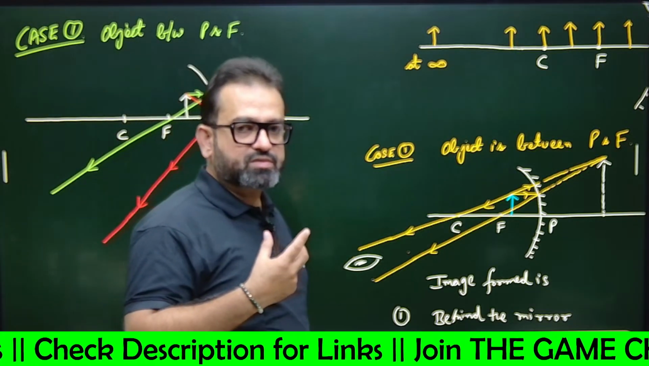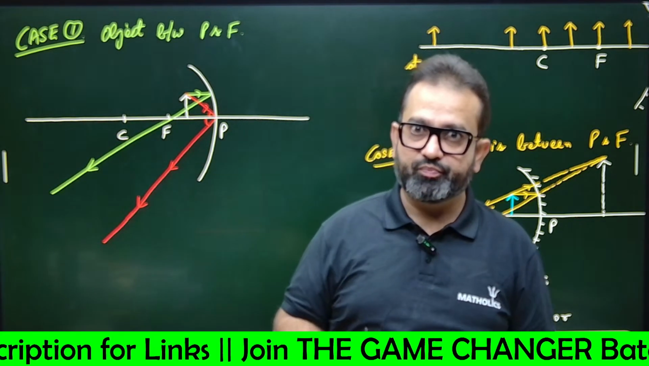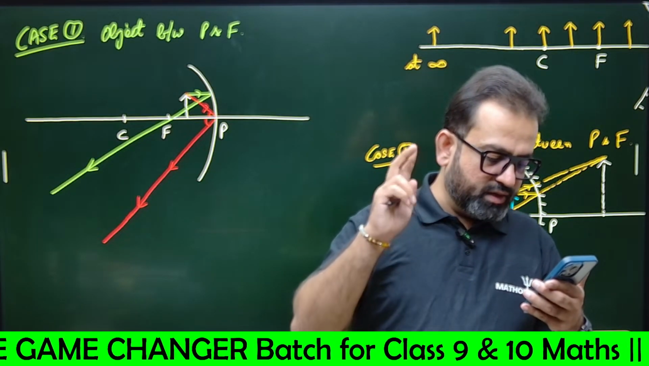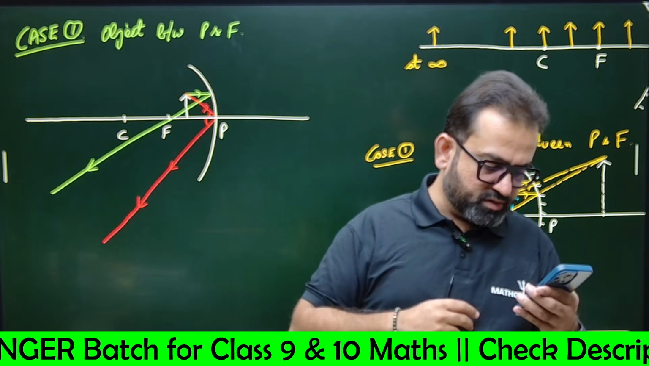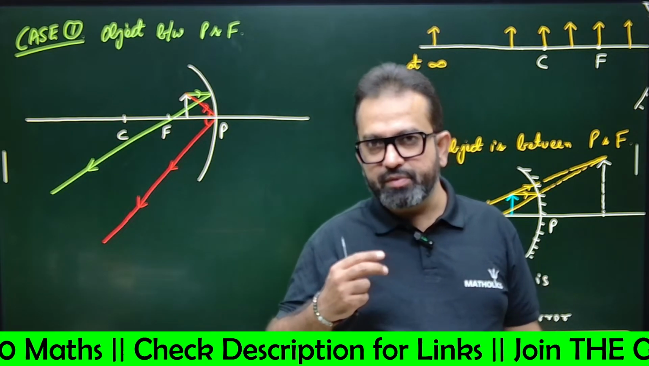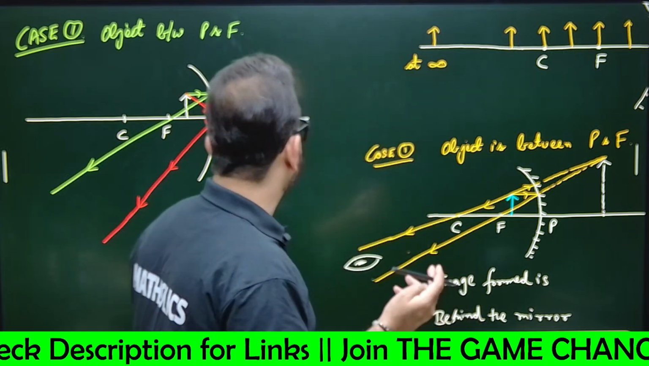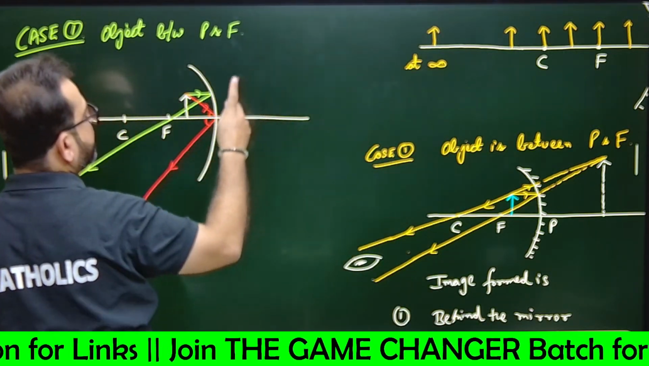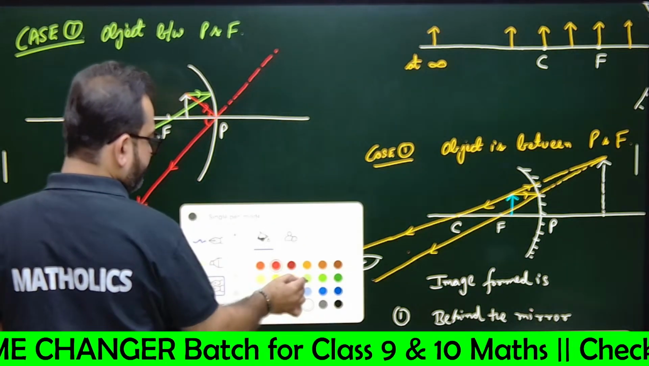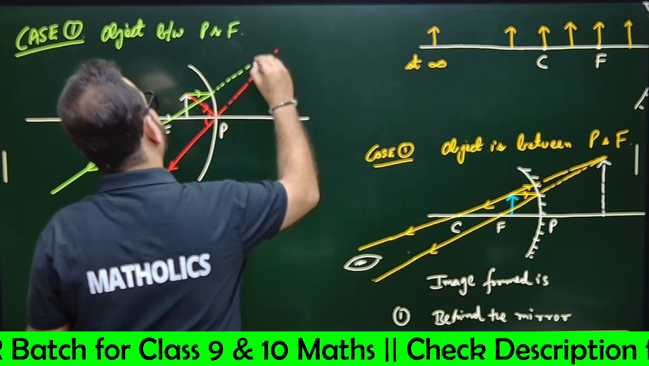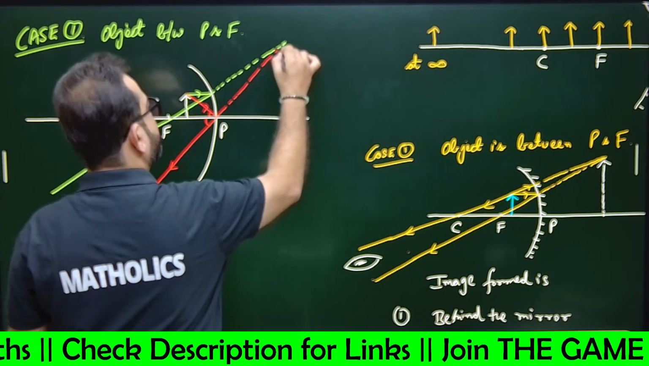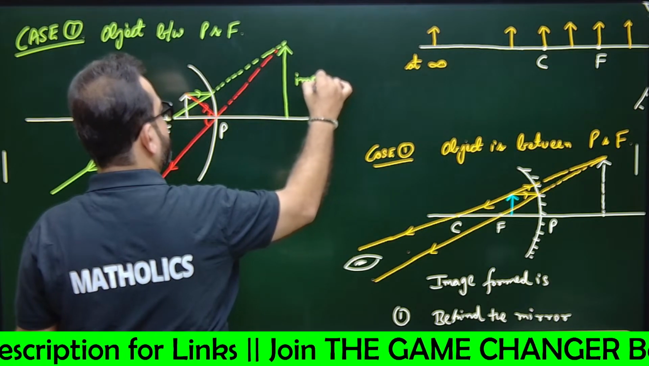Image is formed always when 2 reflected rays intersect. Whenever an image is formed, tell me, image is only formed when 2 reflected rays intersect. Everything is good now, okay? So we'll see these can intersect only when produced backwards. See, this also will be produced backwards. So we'll say this is the image formed.